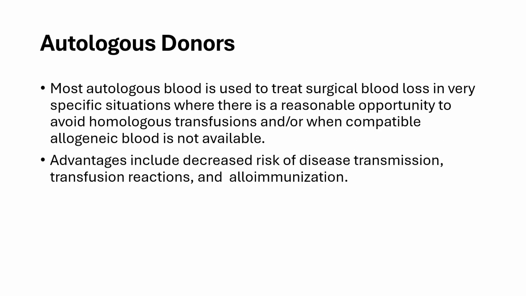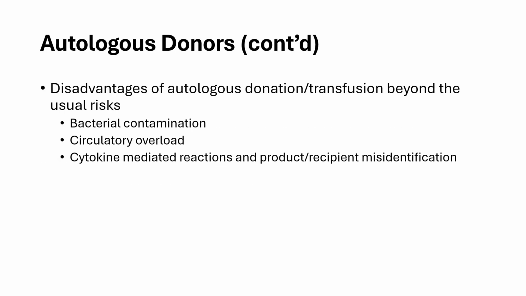For autologous donors, most autologous blood is used to treat surgical blood loss in very specific situations where there is a reasonable opportunity to avoid homologous transfusions, or when compatible allogeneic blood is not available. Some advantages of autologous blood are a decreased risk of disease transmission because they're using their own blood, and a decrease in transfusion reactions and alloimmunization as well. Some disadvantages of autologous donation, though, are the potential for bacterial contamination, circulatory overload, and cytokine-mediated reactions, and product recipient misidentification can still happen.